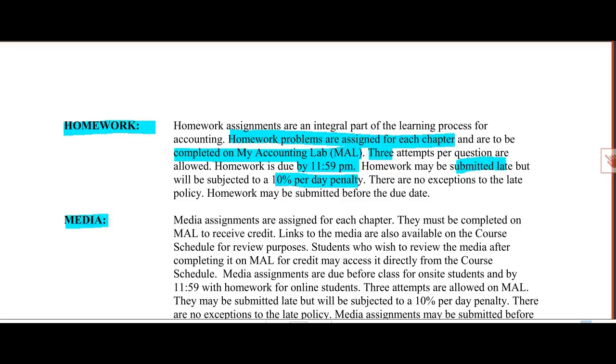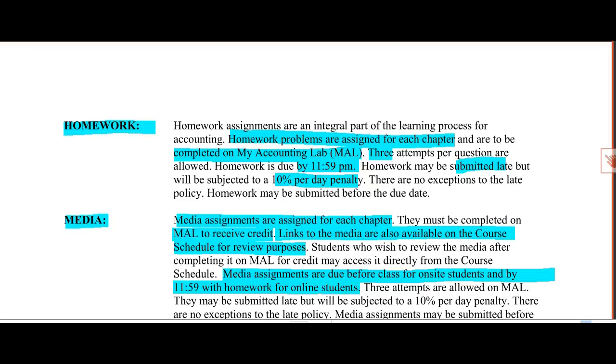Media assignments are also assigned daily, really, for each little segment that you'll be reading. They must be completed on My Accounting Lab to receive credit, but I also have the links available on the course schedule if you want to review them after you've watched them for credit. Media assignments are due before class for on-site students, and they're due at 11:59 p.m. with the homework that they relate to for online students. All of these dates are on My Accounting Lab. You may submit media assignments late, but they're subject to a 10% per day penalty.